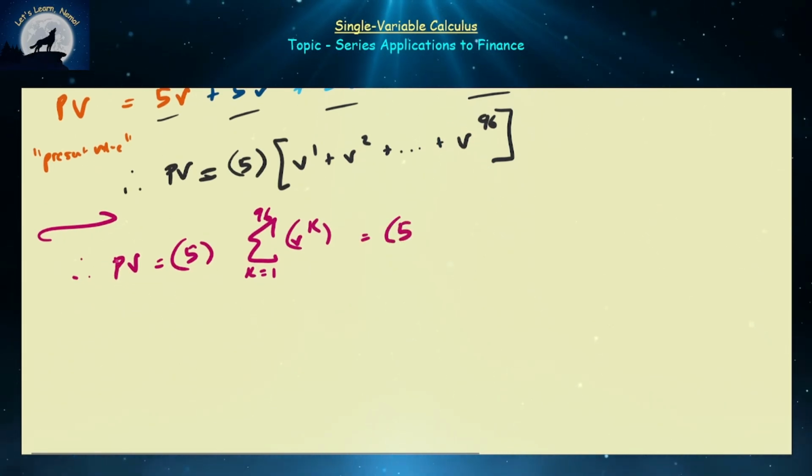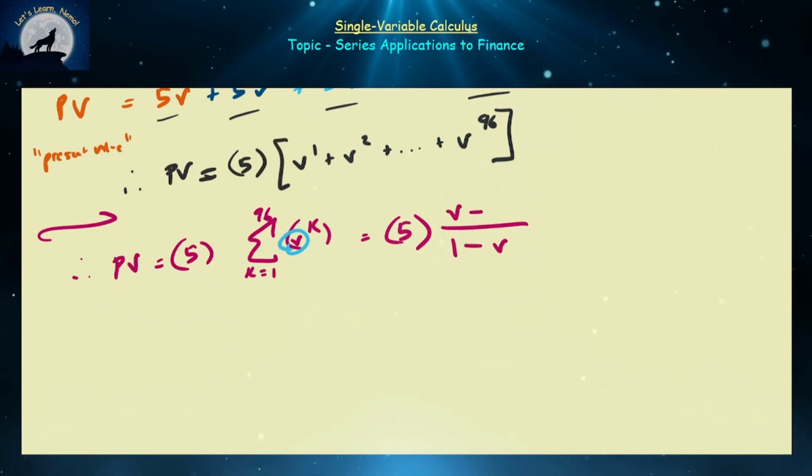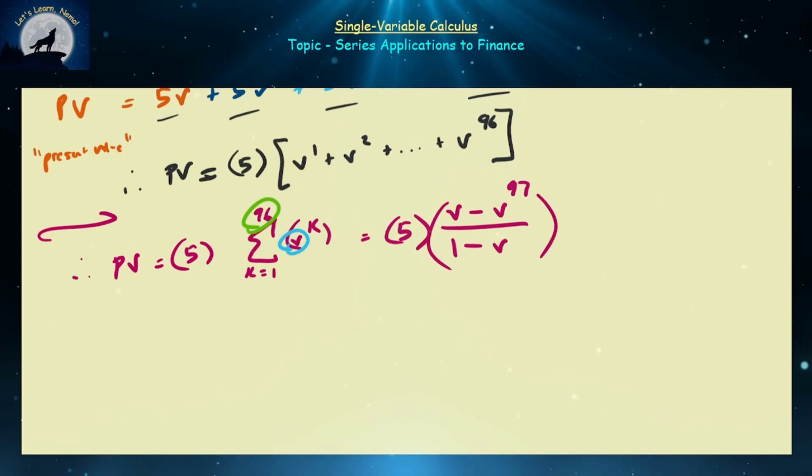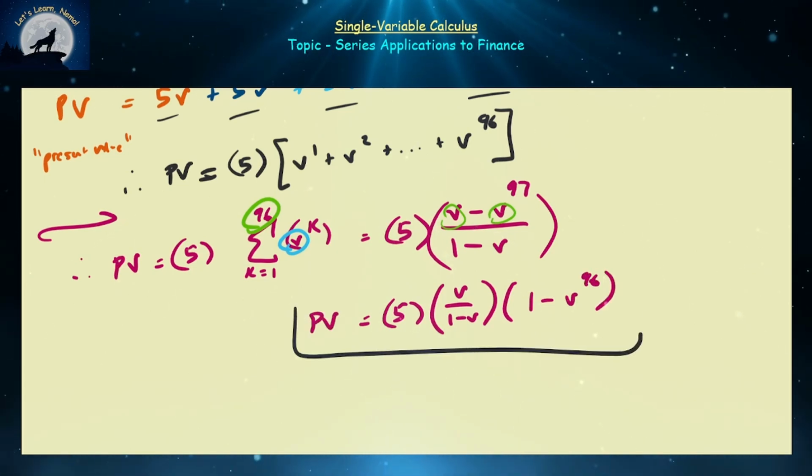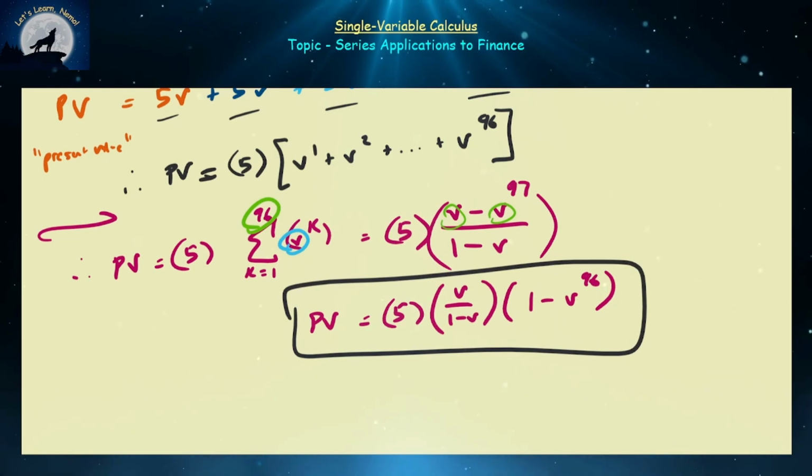We have this finite series ranging from 1 to 96, and we should know a closed form representation of that. So that's going to be equal to 5, and our base here is nu. So this is going to be equal to 1 minus nu on the denominator, and then nu minus nu to the power of the upper limit plus 1, and plus 1 obviously would be 97. So we have this particular expression, but notice we have a nu in common with the numerator, so we can equivalently write this as 5 times nu all over 1 minus nu times 1 minus nu to the power of 96, and that would be the present value of that sequence of cash flows.